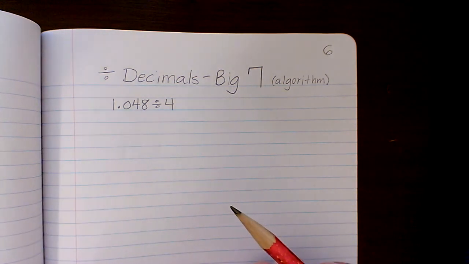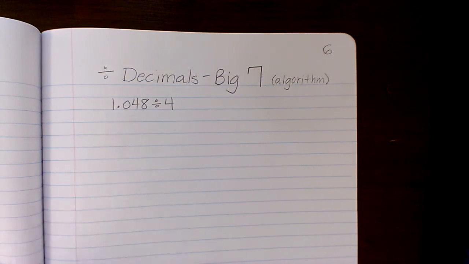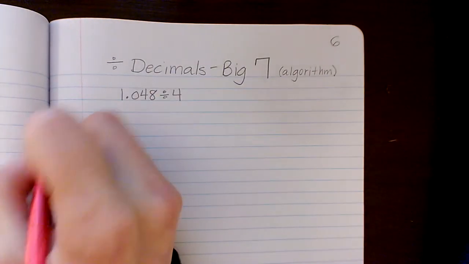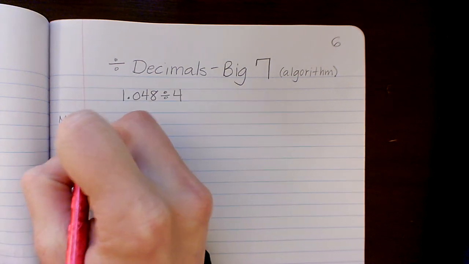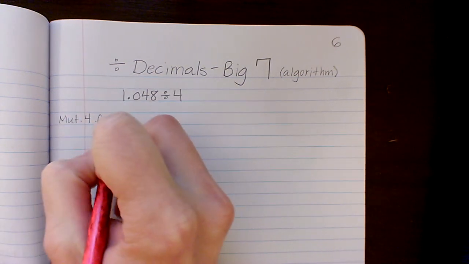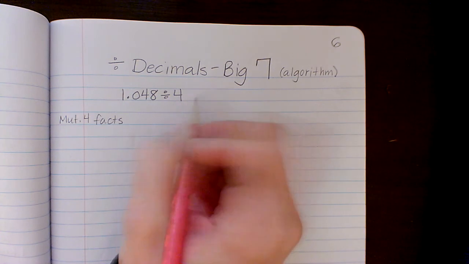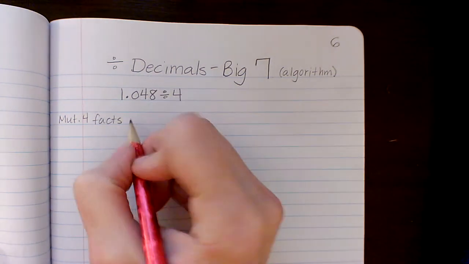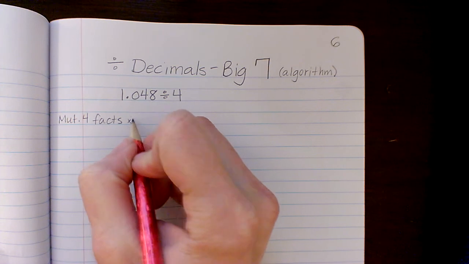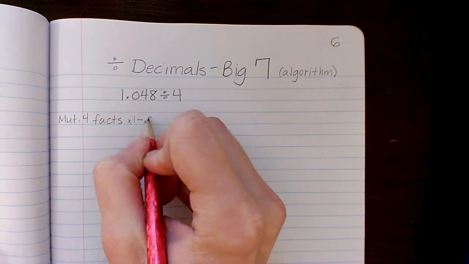Now, the way that we're going to set this up is we're going to use our multiplication facts. We're multiplying by 4 facts, because that's our divisor. So whatever we're dividing by, that's the number that we need to have our facts for. And we just need to have our facts for multiplying times 1 through 9.